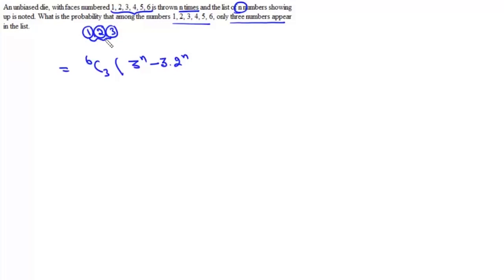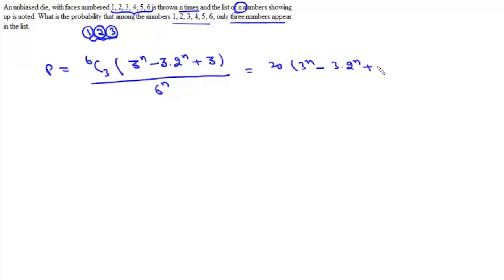So this is nA plus nB plus nC. Now from this, we'll add all those cases in which 2 of them are missing. So if 2 and 3 are missing, we'll have only one case, so we have to add this 3 times. Now we need to find this required probability. So this required probability will be this favorable case upon the total number of ways, which is simply 6 to the power n. So this required probability will be 20 into 3 to the power n minus 3 into 2 to the power n plus 3, upon 6 to the power n, and that is the answer to this question.